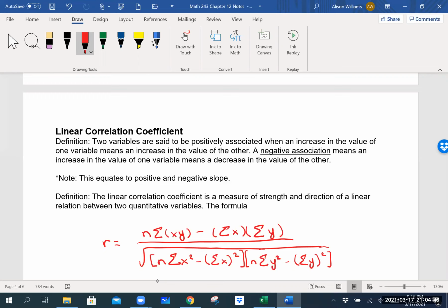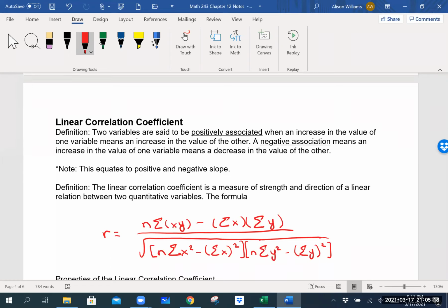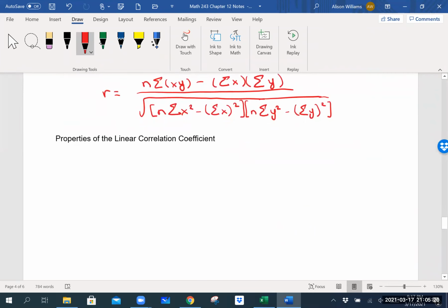Here's what it does do for us. It shows us the strength and the direction of the linear relationship. So it shows strength, and I'll explain that in just a second, but the direction it shows by whether it's positive or negative, meaning positive association, negative association, meaning increasing, decreasing, meaning positive slope, negative slope. All right. So the sign of R indicates whether or not we're talking about a negative relationship or a positive relationship. The strength we're going to talk about when we talk about the properties of the linear correlation coefficient.